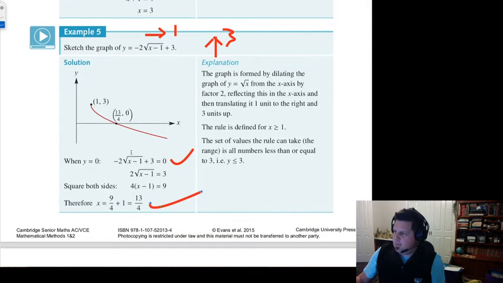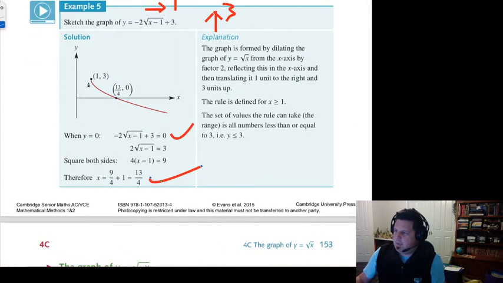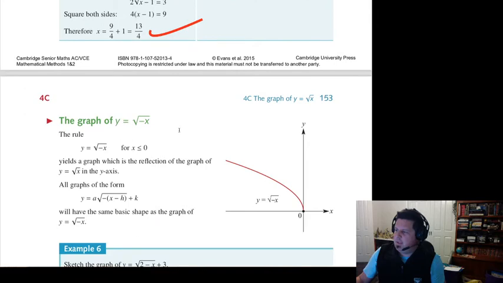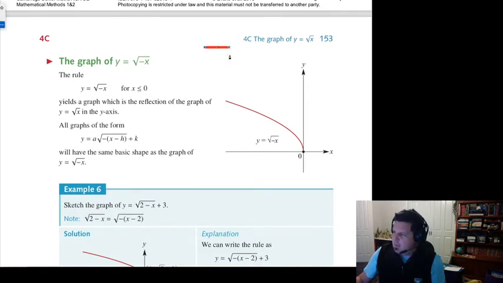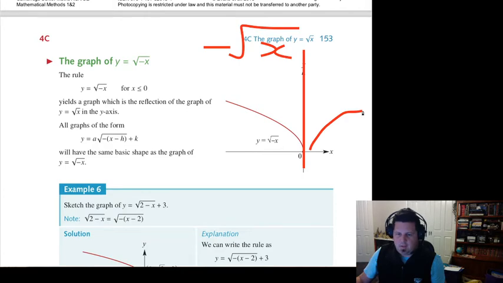One last thing as well. So we spoke about how it was reflected in the x-axis, where you put a negative of that. A negative square root of x. Please note though that negative square root of x is different than this one here, the graph of y equals the square root of negative x. So where the negative x is underneath the square root sign, it's going to reflect the graph in the y-axis here. Yep. So instead of going this way, it's going to go like that.